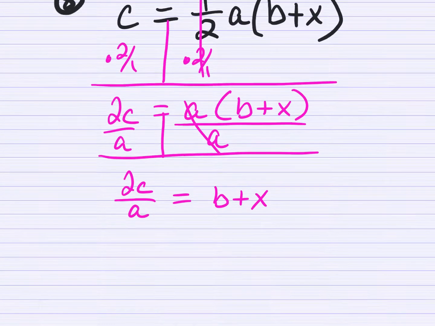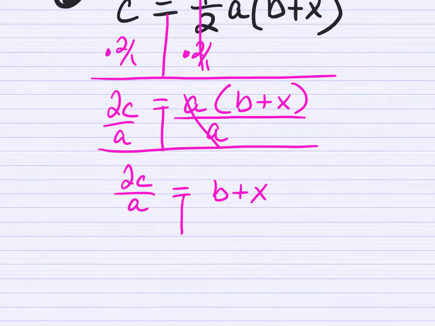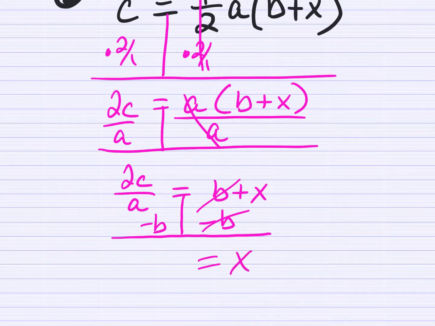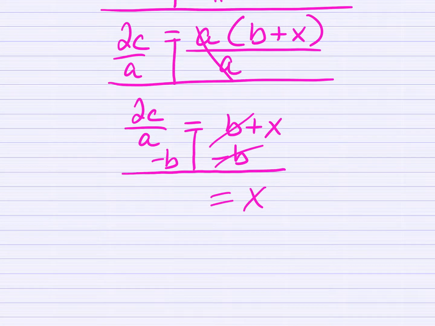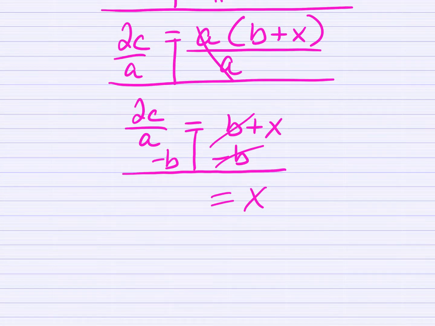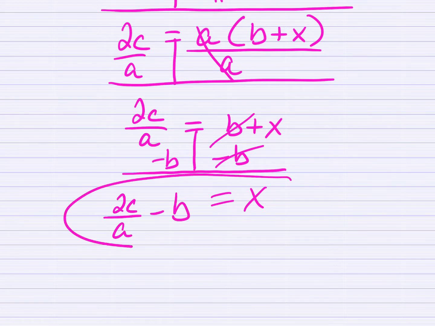Now my final step is to get the X by itself, and since there's a B being added over there, the opposite of adding B would be subtracting B. So on the right-hand side, I got the X all by itself. I brought down my equal sign. But on the left-hand side, I have a fraction 2C over A, and that is being subtracted by B. Those are not like terms, so I can't put them together. So I just brought it down and wrote it the way it is: 2C over A being subtracted by B.